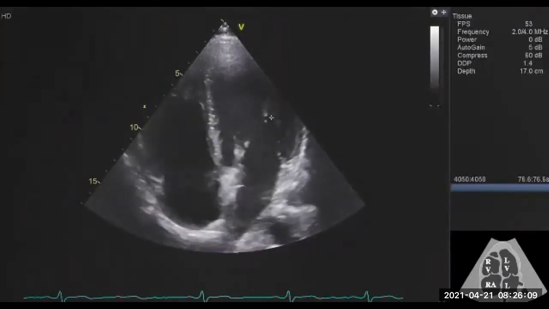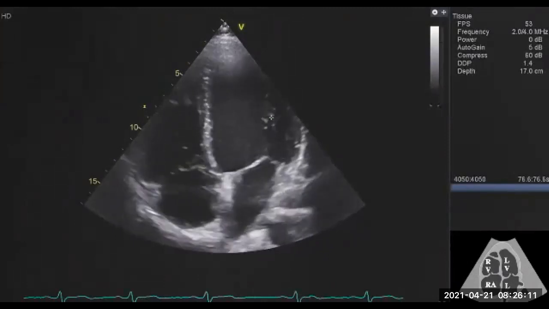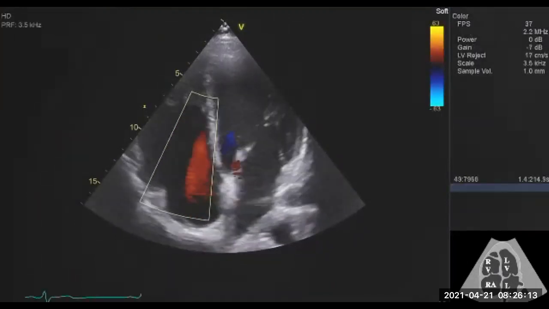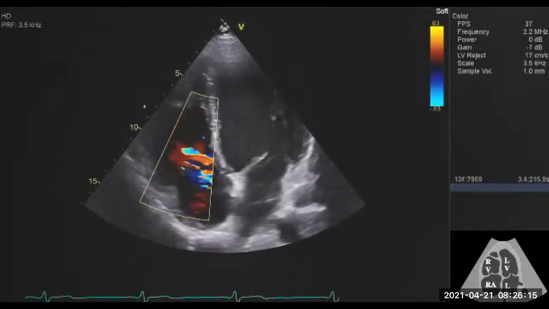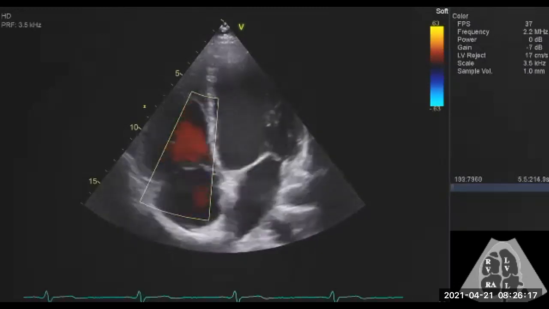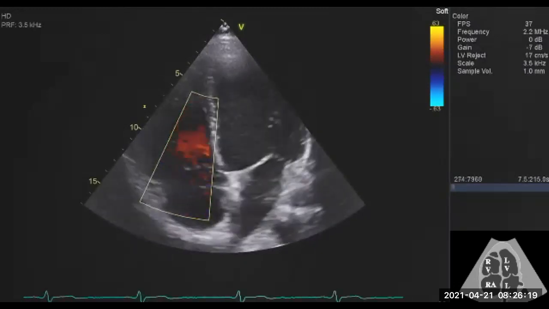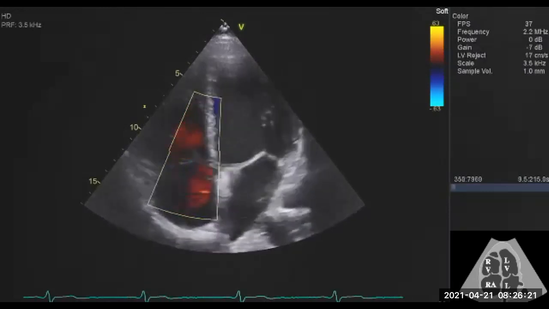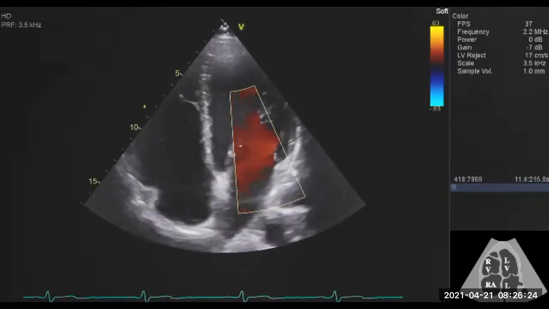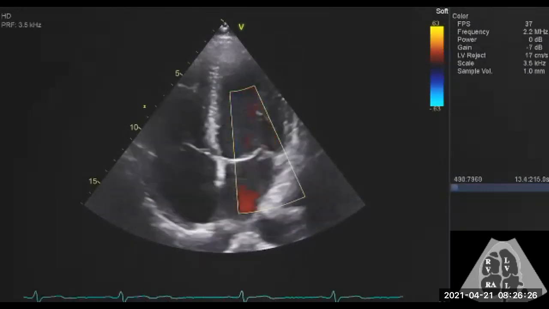I can assess the valves really well here, so the tricuspid and the mitral valves, so I'll be putting some colour on like this. So this is the red is forward flow through the tricuspid valve. I can't see any tricuspid regurgitation, and then I'll do exactly the same thing over on the mitral valve.